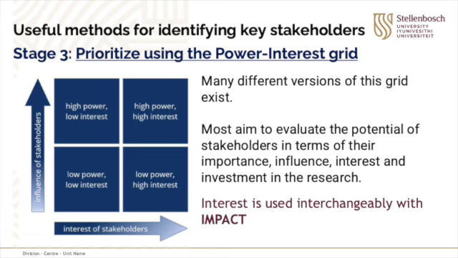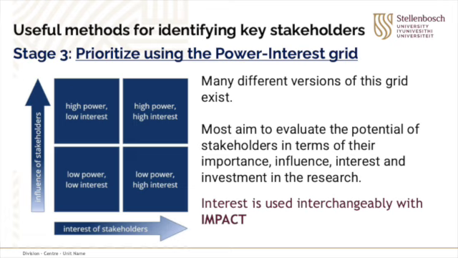What this means is that the level of interest that a stakeholder has in your research is likely to be related to how much it will impact them, either directly or indirectly. So in some cases you will see this grid with the word interest of stakeholders, and in some you will see it as impact of research. Essentially, it boils down to the same thing when you're weighing up power versus interest or impact.